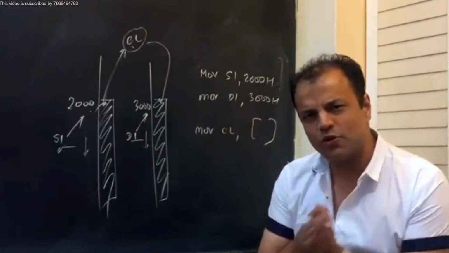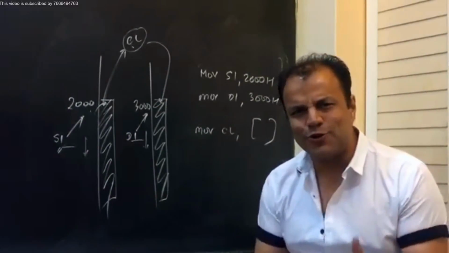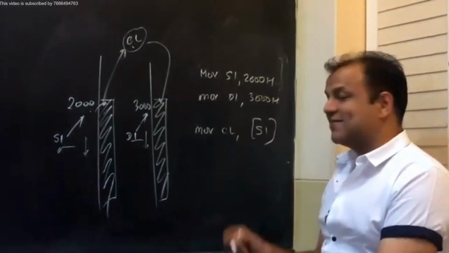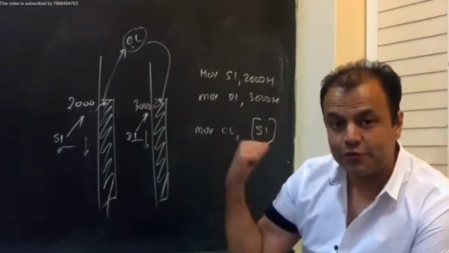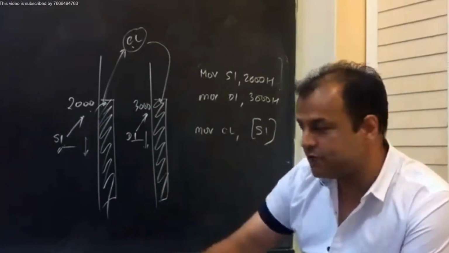Please tell me, what should I write? Should I write 2000 or should I write SI? Yeah, if you write 2000, you're doing direct addressing mode. You can do nothing about that in a loop. Your loop will always get from 2000. But if you write SI, you're using indirect addressing mode. You're giving the address using a register, which we will increment and put in a loop so that every time we access from a separate location.